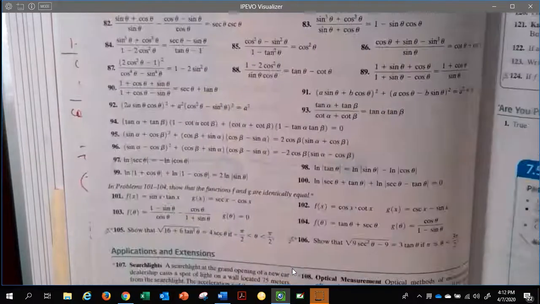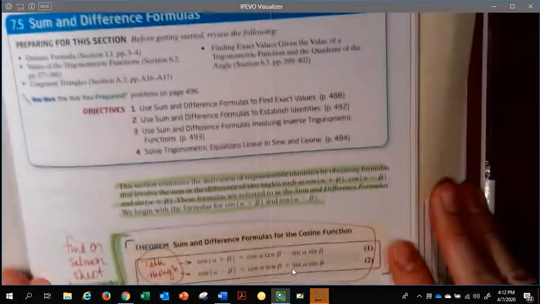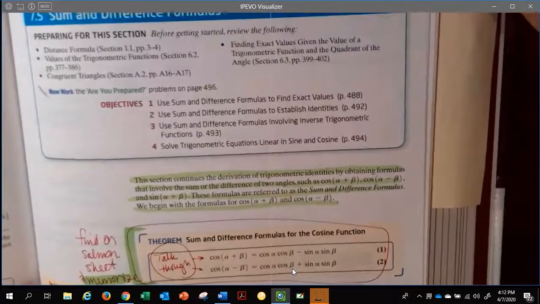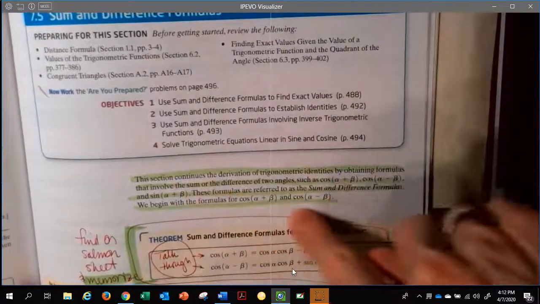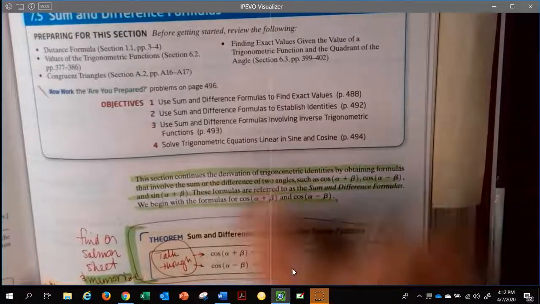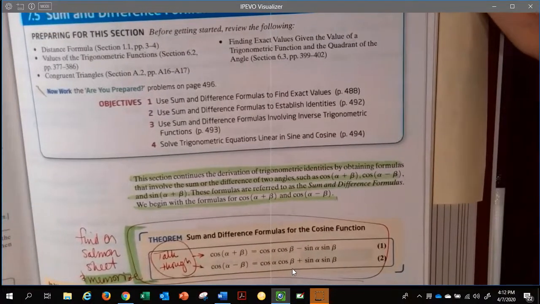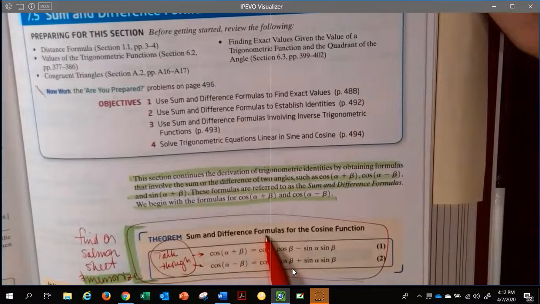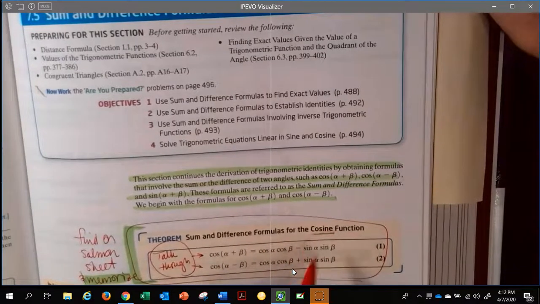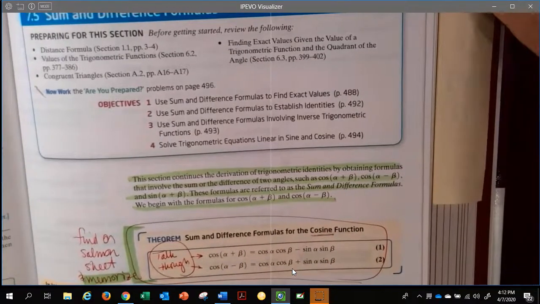Okay, that's it for 7.4. So moving on to 7.5 and on page 487. This is good information, but specifically you need to have memorized the sum and difference formulas for cosine. We practiced those, you've done homework on those, but you need to have them memorized. Or go back and memorize.